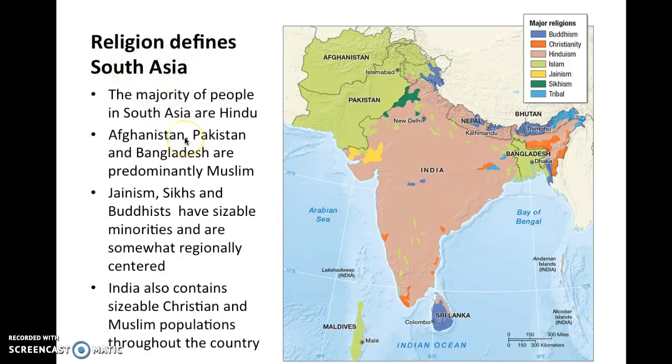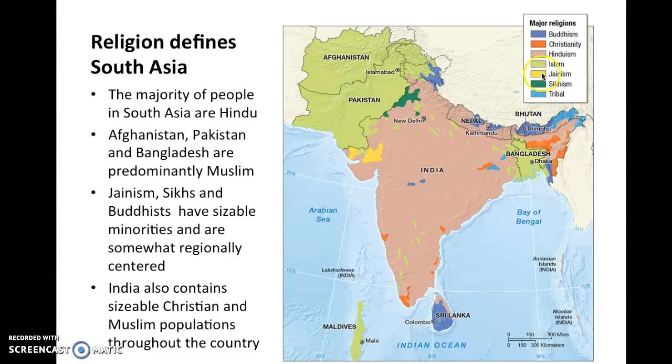Religion defines South Asia. So when you look at this, you have Afghanistan and Pakistan, and a small part of India here is Muslim, and you also see down in this region some pockets of Muslim population. And then up in here, you see some Buddhists, Nepal, Kathmandu, up here in Bhutan, down here on the edge of Bangladesh, you see some Buddhists, and right up here by the Khyber Pass, some Buddhists, and large areas of Christianity scattered around, mostly on the coast, but a little bit inland here.